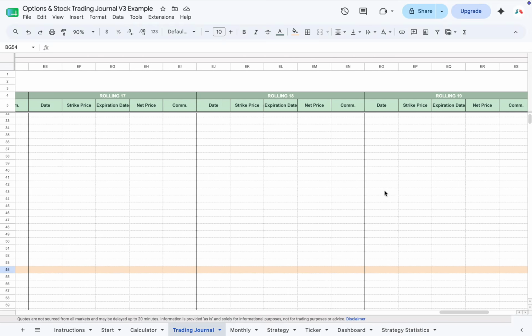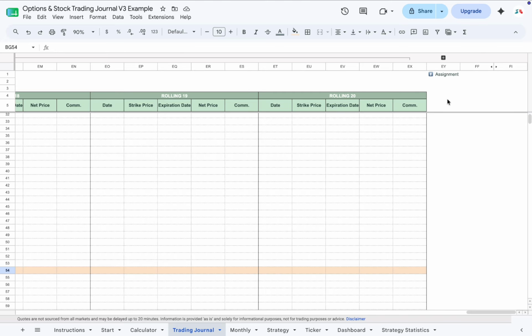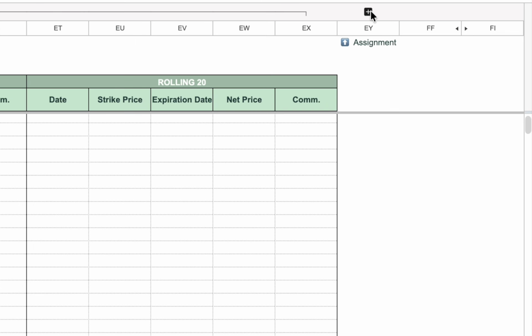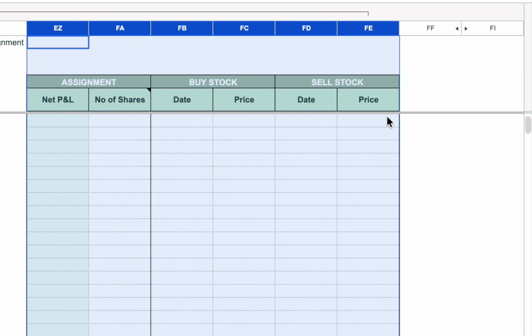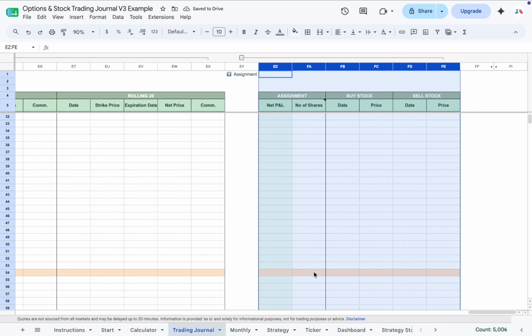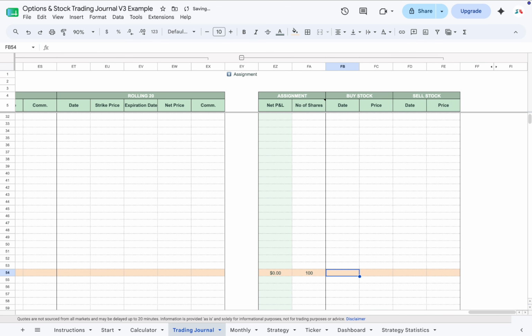If you are selling options, there is always a possibility of stock assignment. To record stock assignment, go to column EY and click the plus icon to reveal the stock assignment section. Enter the number of shares assigned to you. If you are assigned shares from a short put, enter the purchase date and purchase price under the buy stock section. Once the shares are sold, either manually or through assignment from a covered call, enter the sell date and sell price under the sell stock section.